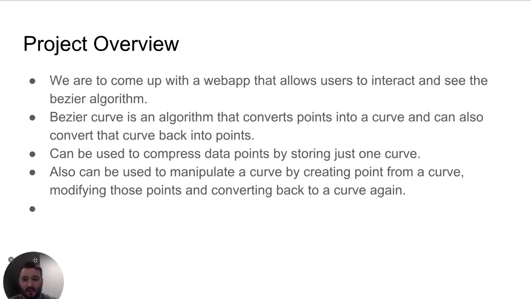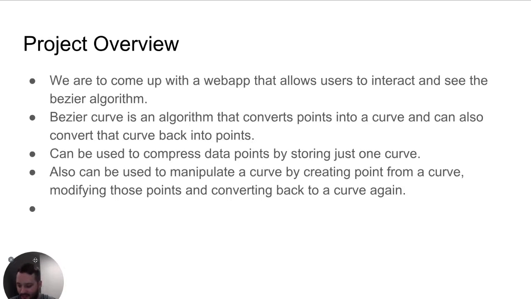What a Bezier curve algorithm is, basically, is an algorithm that converts points into a curve that can be stored, and then it also goes the other way, where you can take the curve that you've created and go back and make points out of the curve itself as well.